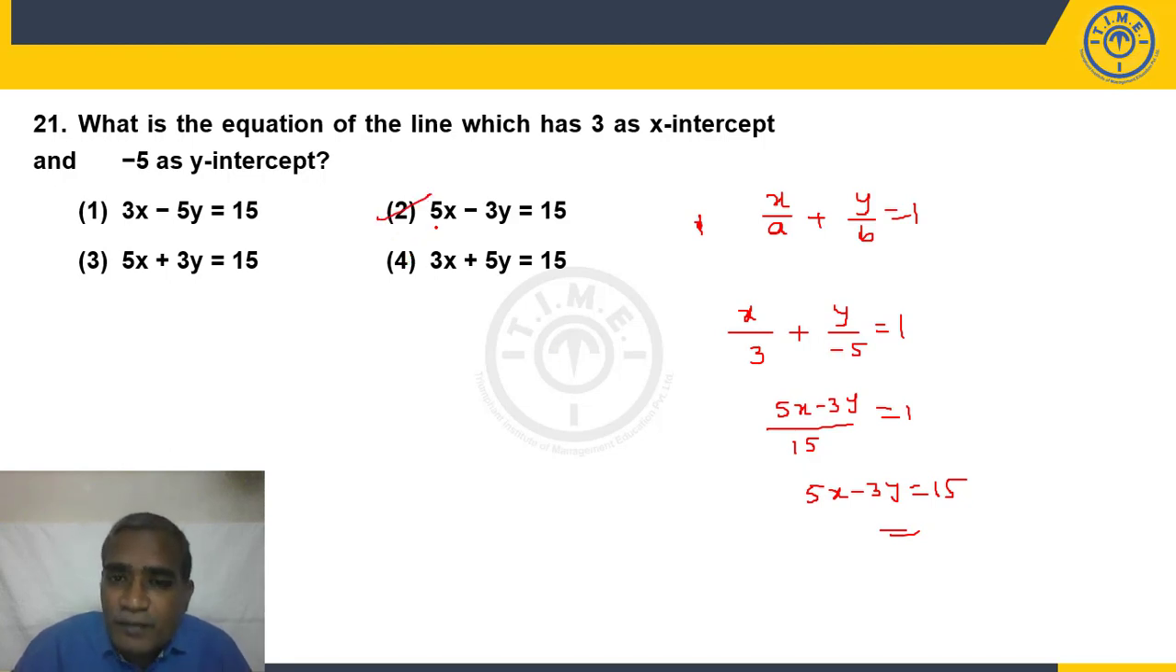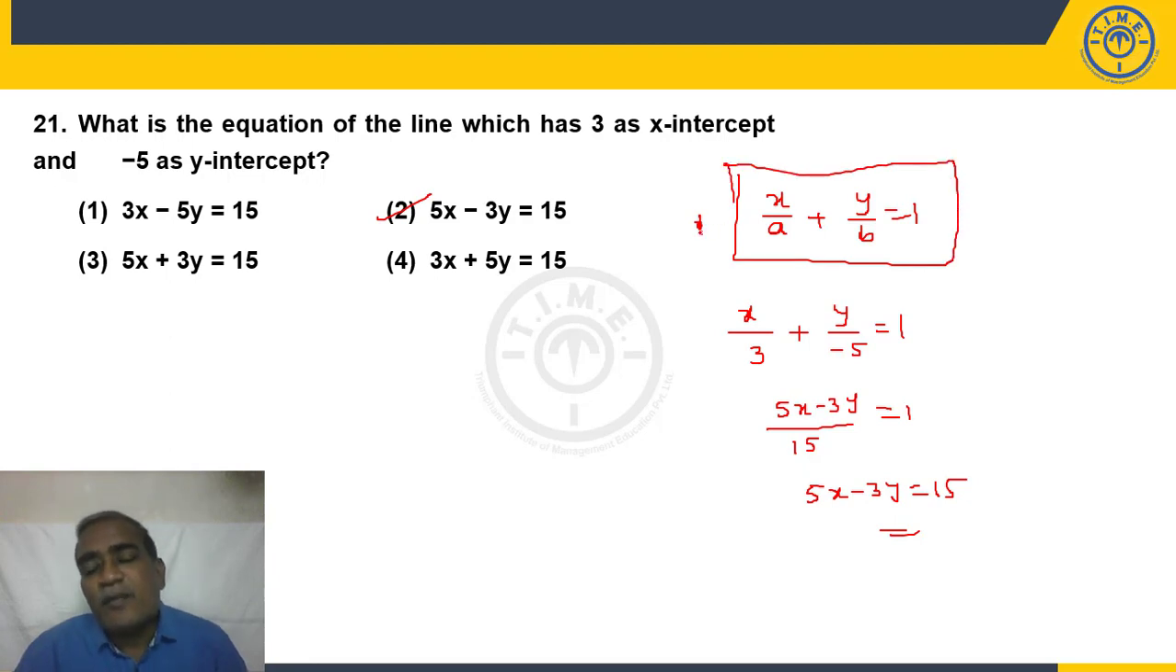If x-intercept is A and y-intercept is B, then the equation of the line is x by A plus y by B is equal to 1. This one we have to remember. In this, x-intercept is A and y-intercept is B. That's it. Clear? Right. Next question.